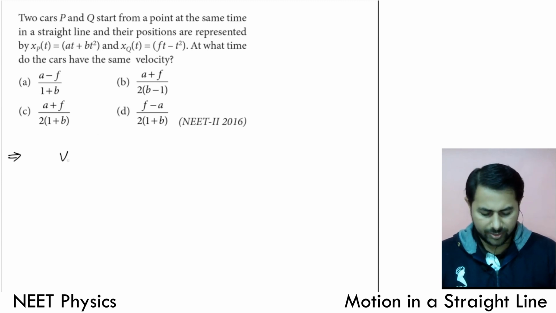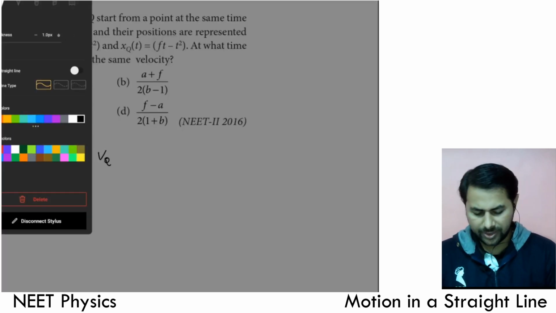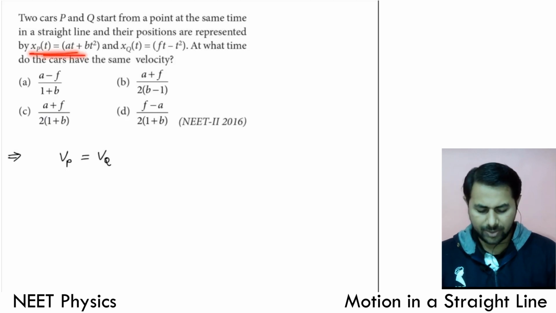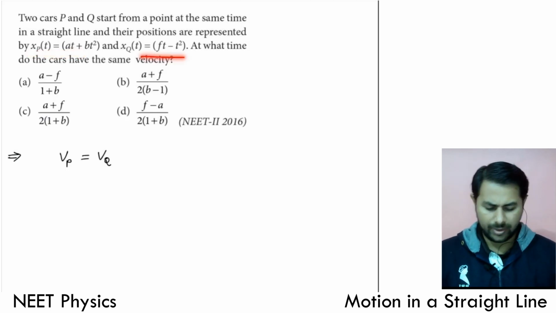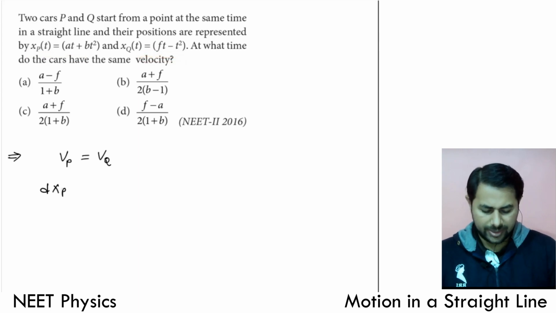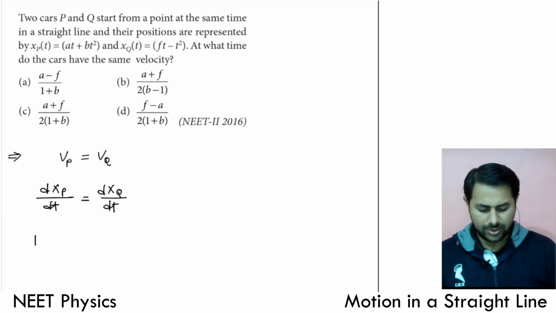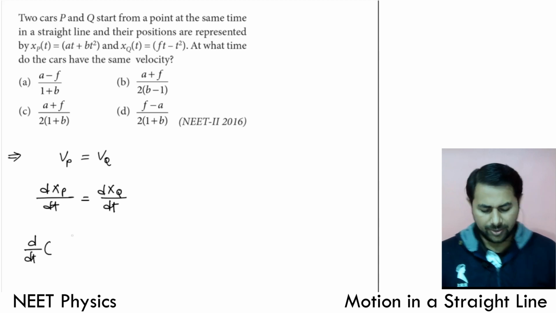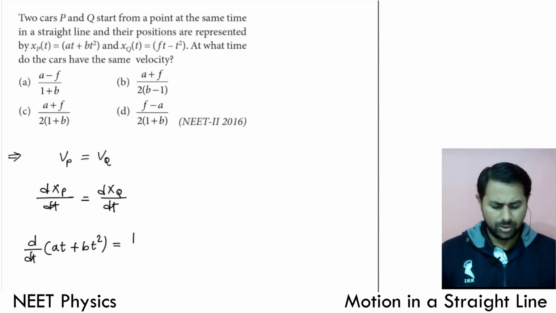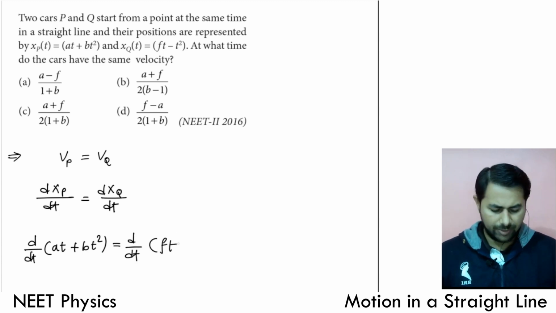Just take velocity of first point Vp equal to velocity of second point. And what does that mean? If velocity is equal, what is given? Their position is given in terms of time, right? So dxp by dt is equal to dxq by dt. Okay, now put the equations. d by dt of at plus bt square is equal to d by dt of ft minus t square, and now take the derivative.